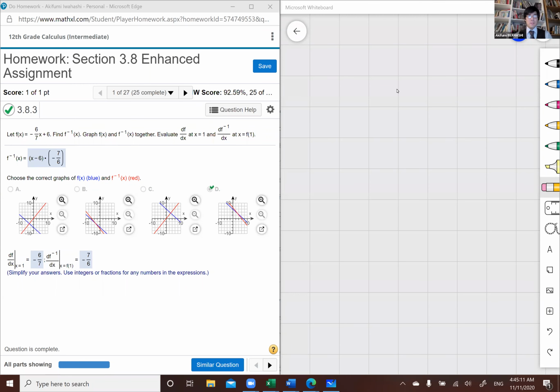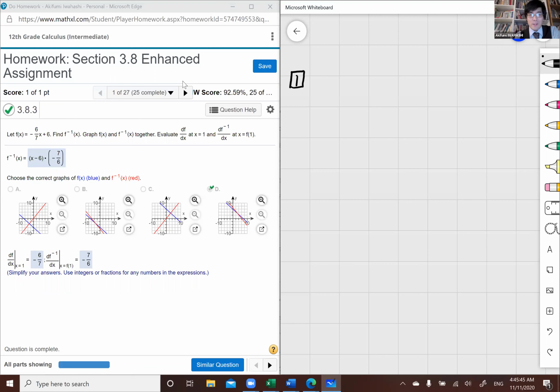Hello. This time I'm going to explain the section 3.8 homework assignment. Section 3.8 is about the derivatives of the inverse function and also the derivative of the logarithmic function. There are 27 problems here, but compared to section 3.7, each problem doesn't take much computation, and we can probably finish it faster. Okay, let's start from question number 1.